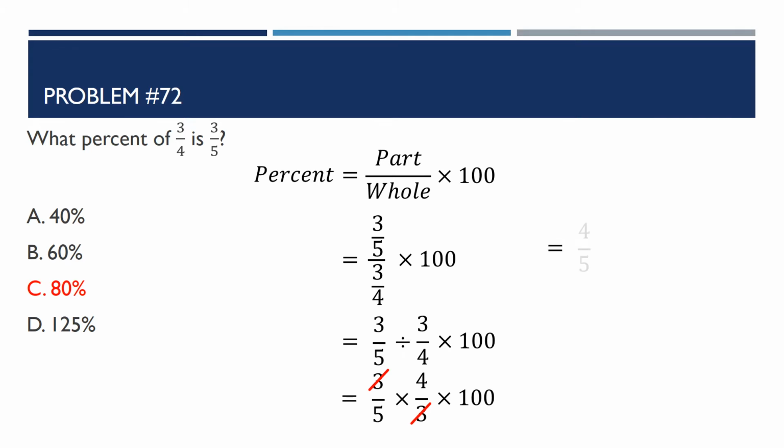So let us continue. This will be 1 times 4 is 4 and 5 times 1 is 5. Again, we just multiply the numerators and the denominators. Because 3 and 3 are cancelled, it becomes 1. Then times 100. But we can reduce this. 5 and 100 both are divisible by 5, so this becomes 20. So 4 times 20 is 80. That means 3/5 is 80% of 3/4.